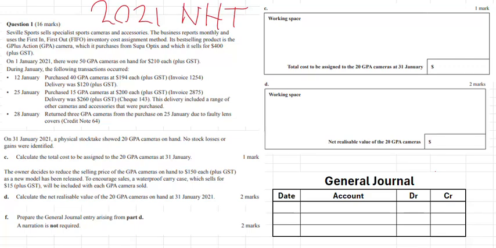Greetings, comrades. There's three parts to this question from the 2021 NHT paper that I'm going to focus on. We're going to start by working out the cost of the inventory, then we're going to work out the NRV, and then we're going to record an inventory write-down.